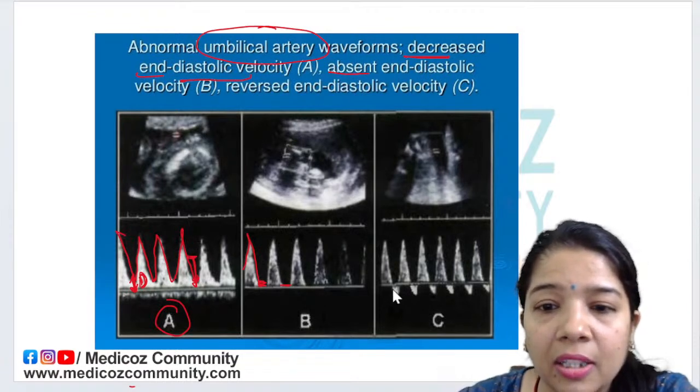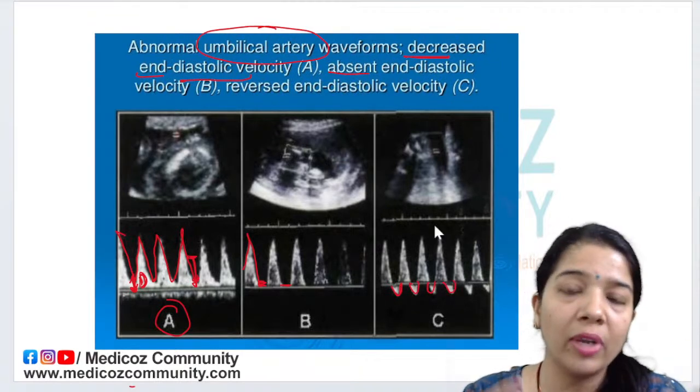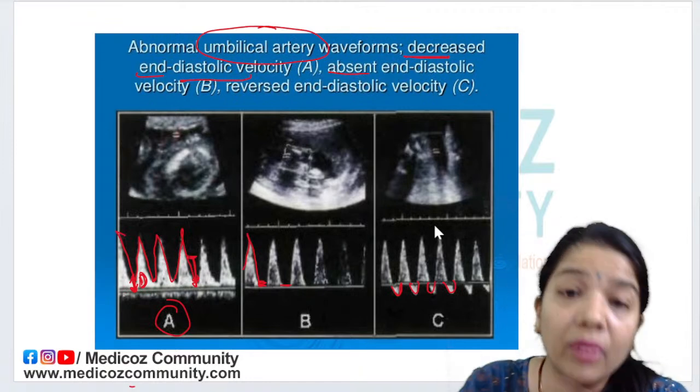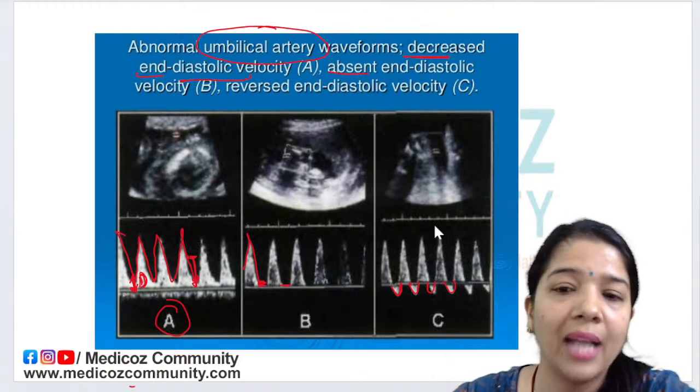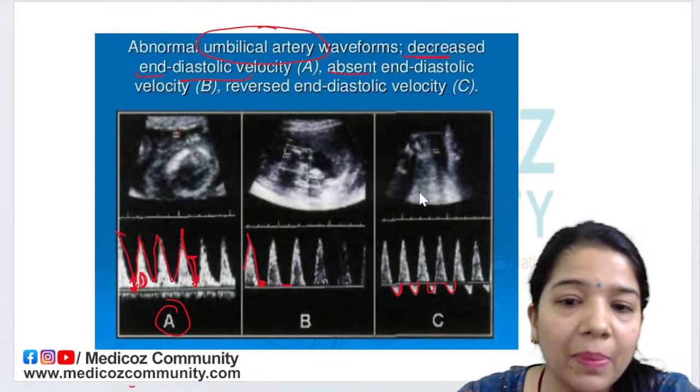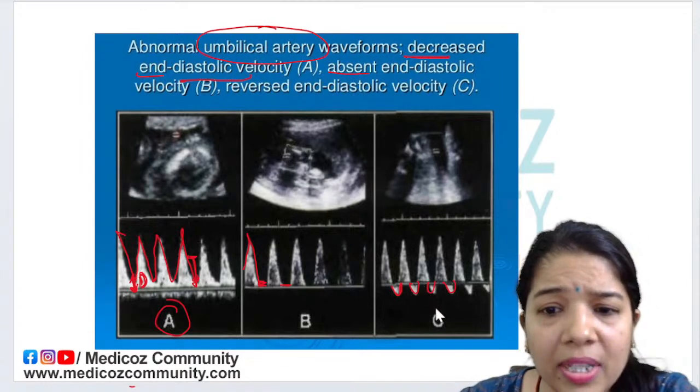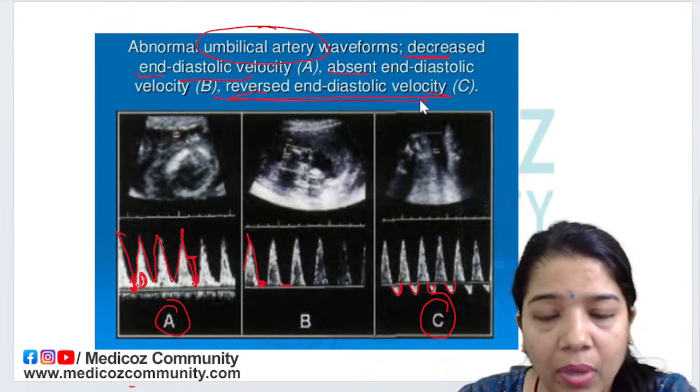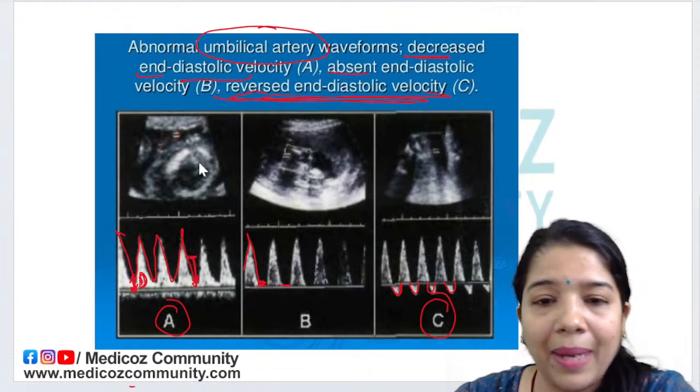And if you see the third one, it's a reversal. Actually now the scenario is very grave. This means that instead of going from the mother to the baby, it's actually reversed. In the diastole, the flow is reversing in the umbilical artery. It's going from the baby to the mother. So of course it's a very grave situation. Reversed end diastolic velocity. Remember this. Now coming back to the question.